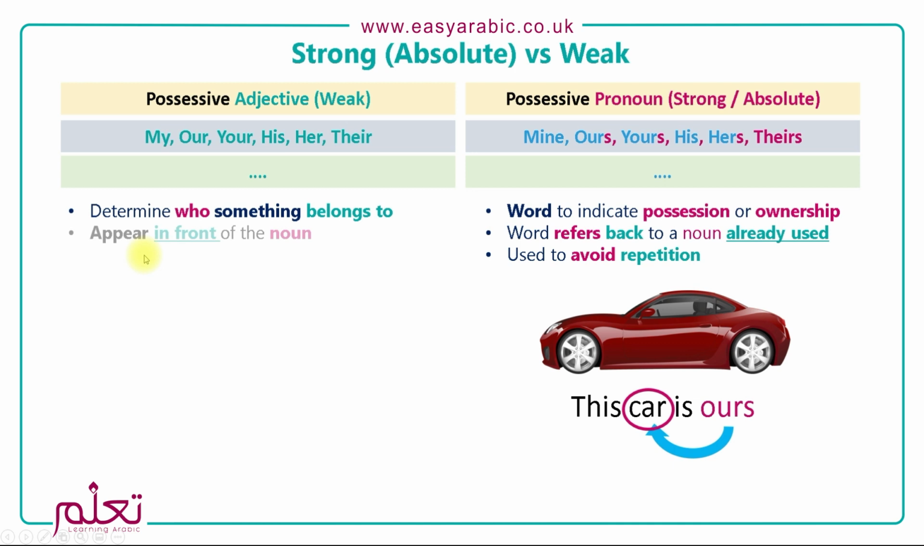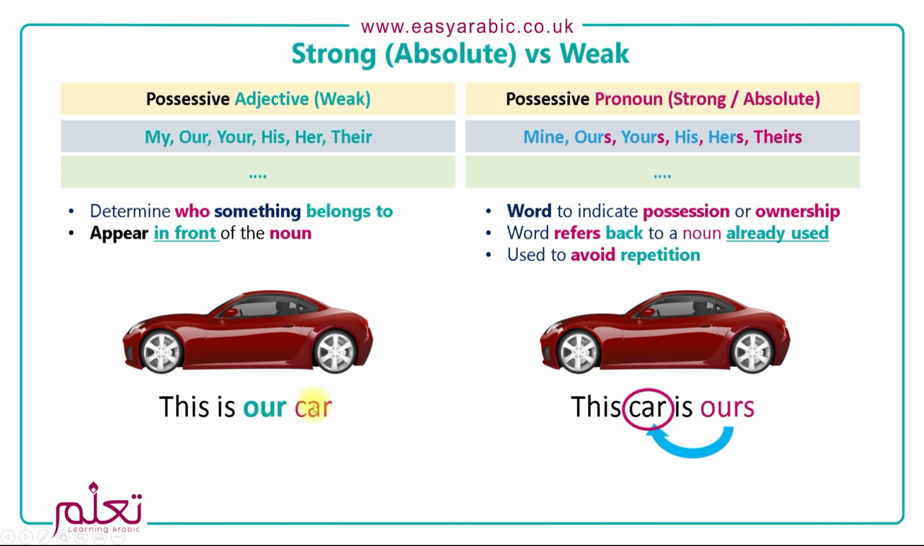So here, if we say, this is our car, the noun is coming after. So we are saying this is my something, or our house, our car, your name, his house, you know. So here, this is what we would actually use within the Arabic language. Well, let's look at some examples.